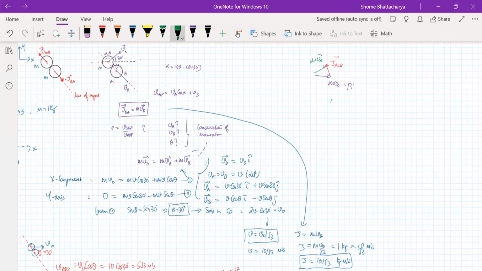Because final momentum is equal to initial momentum plus impulse. But in the case of B, the initial momentum is 0. So that's why the impulse is equal to the final momentum.